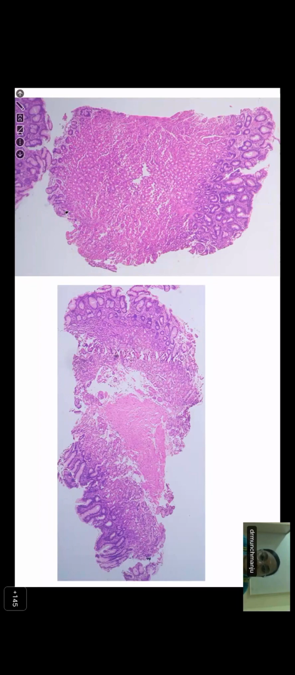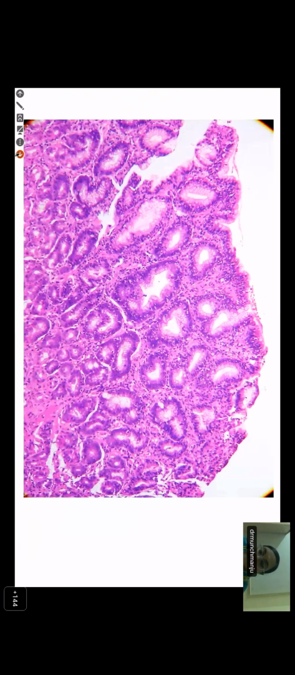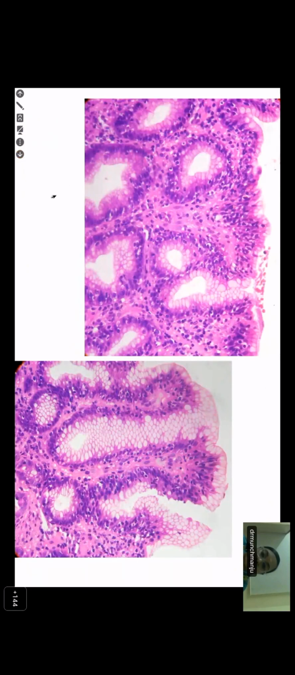What about inflammation, atrophy? Are you seeing anything? There is no atrophy, ma'am, but mild to moderate inflammatory cells are there. In this higher magnification, what do you think? Not much atrophy, and as you said, there's some inflammation in the lamina propria. Now this is higher magnification. We'll go to the highest magnification. So what are you seeing now?